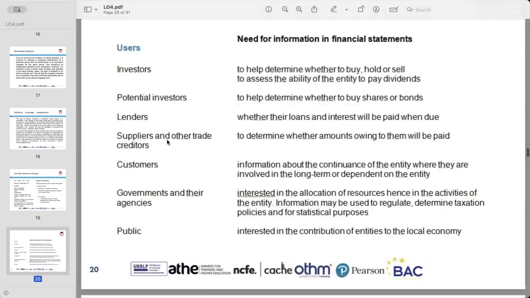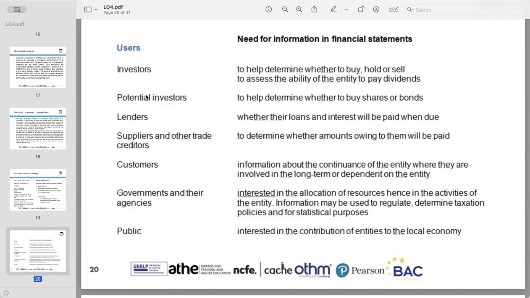So, users of financial statements. Financial statements serve various stakeholders, each with distinct information needs. Investors rely on financial statements to assess investment opportunities, evaluate dividend prospects, and make buy, hold, or sell decisions.